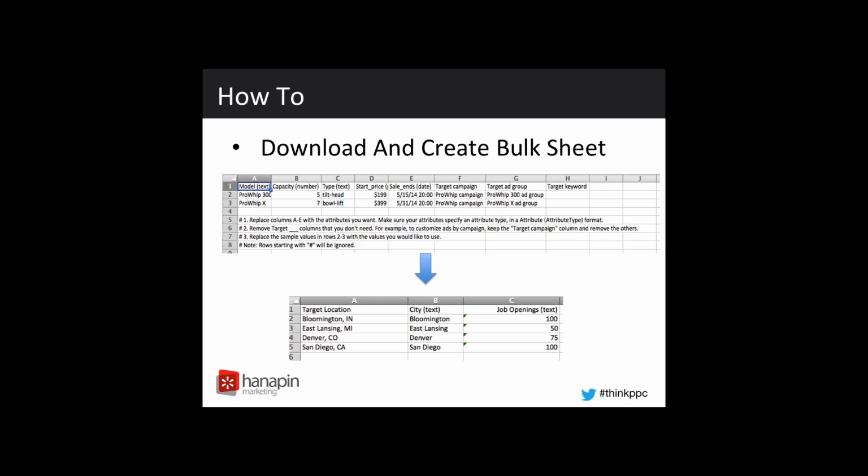Now their targeting within there is, they have targeting campaign, targeting ad group, targeting keyword, and targeting location is also an option. For the purposes of this presentation, I made a very simple bulk sheet right below that, where we have target location as what will trigger the ads, a city, which is broken out, which will be used in the ad copy itself in the middle column to speak to that relative location, as well as the third column where we have job openings listed here.